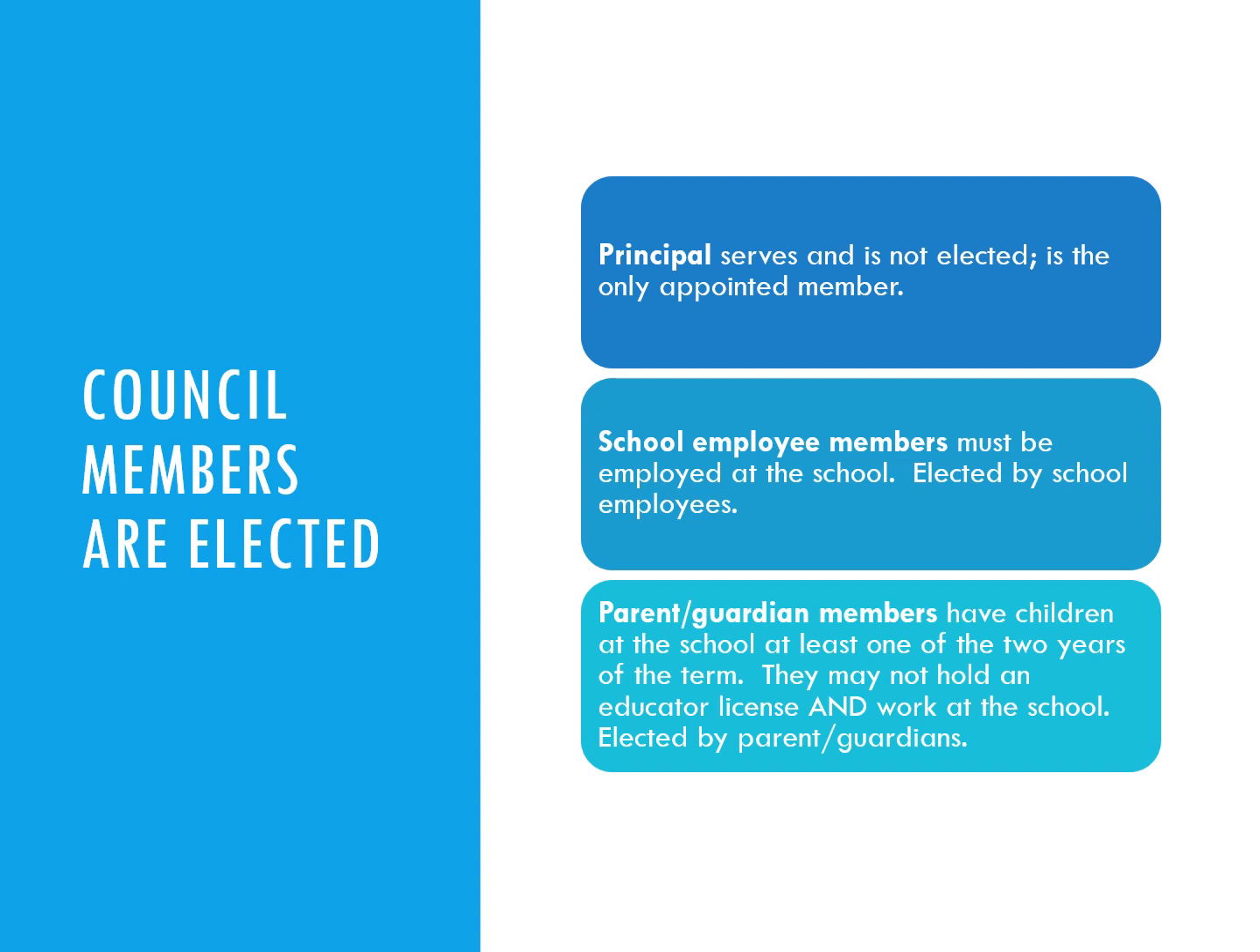School employee members must be employed at the school and are elected by school employees, and parent or guardian members must have children at the school at least one of the 2 years of their term. They may not hold an educator license and work at the school, and they are elected by the parents and guardians in the school community.